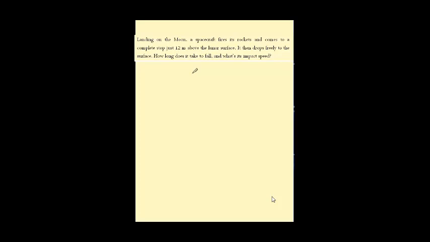This is motion in the gravitational field of the moon, and we can use the constant acceleration equations, but taking into consideration that we have to use the acceleration of gravity of the moon, not the acceleration of gravity on the Earth. And the acceleration of gravity of the moon, g moon, is equal to 1.62 meters per square second.